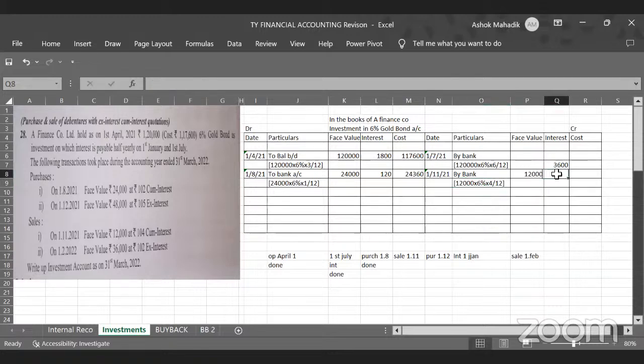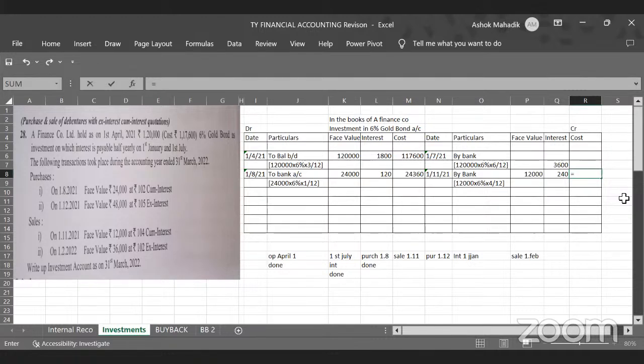Okay, so I'll calculate the interest amount. 12,000 into 0.06 into 4 divided by 12. Amount is 240. Now here again, the price was quoted as cum interest. So we always need ex-interest price in the cost column. So again, I'll calculate the value and from that I'll remove 240. Understood? So how to do it?